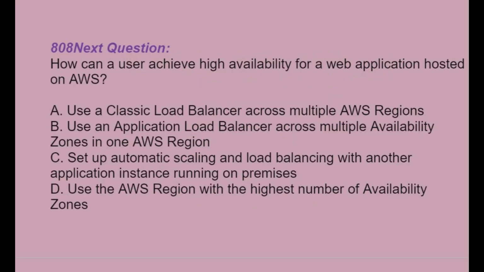Question is, how can a user achieve high availability for a web application hosted on AWS? Option A, use a classic load balancer across multiple AWS regions. Option B, use an application load balancer across multiple availability zones in one AWS region. Option C, set up automatic scaling and load balancing with another application instance running on premises. Option D, use the AWS region with the highest number of availability zones.